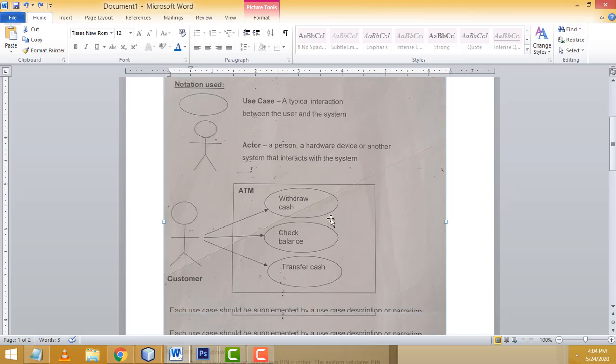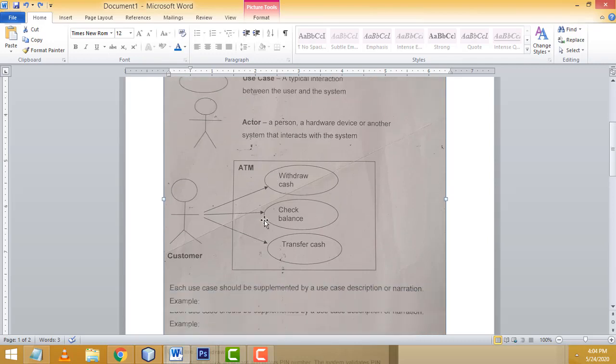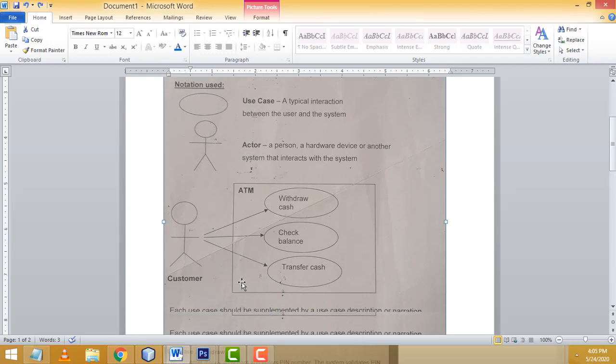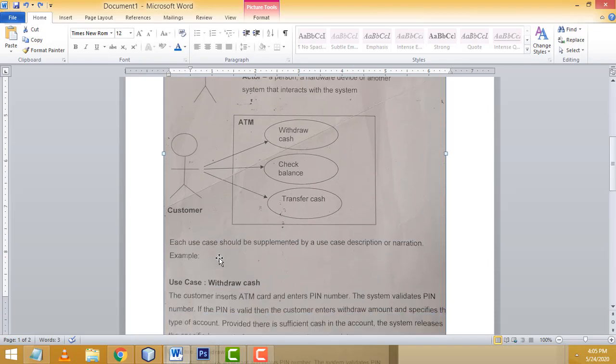So here is a simple example of an ATM machine, right? This is the use case. I have shown the use case symbol here, and this is the actor. Here is the ATM example I am going to give. For example purposes, the customer is an actor, right?